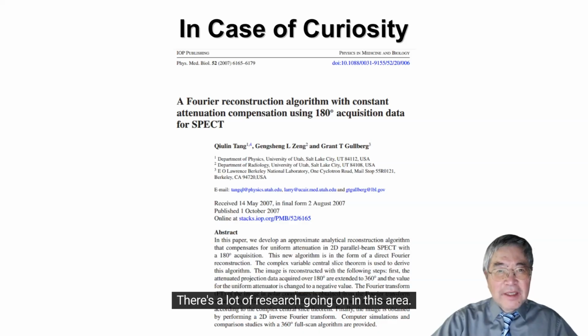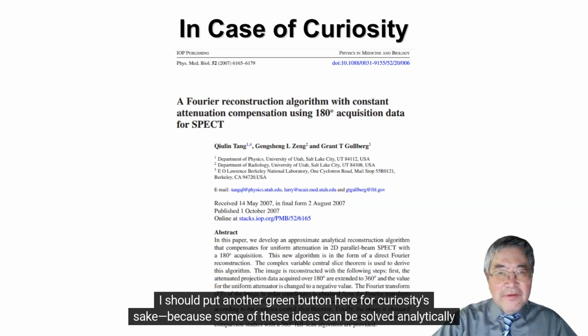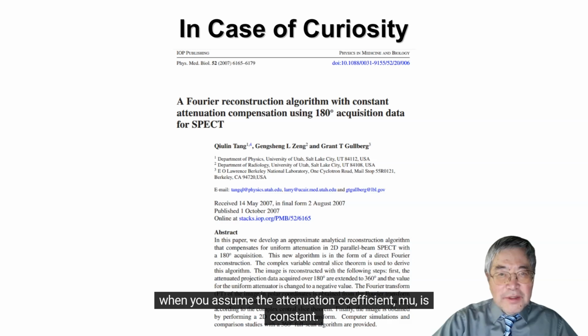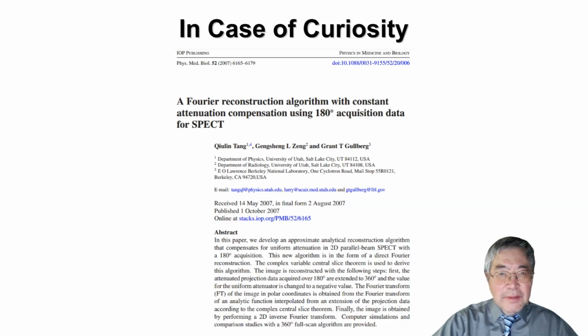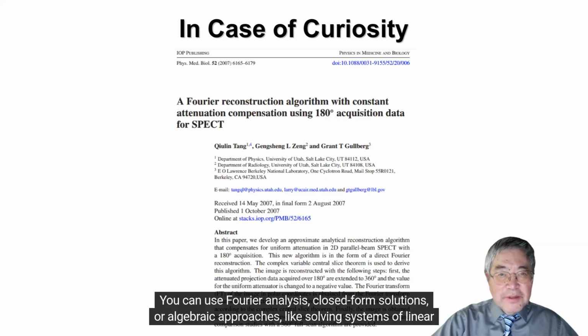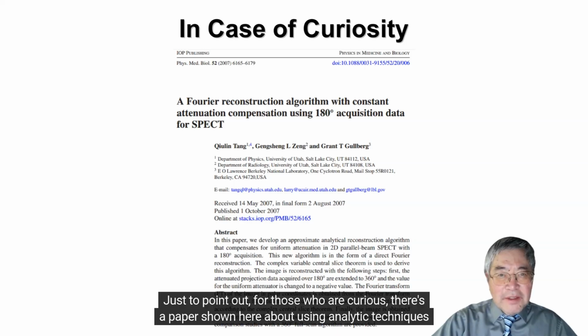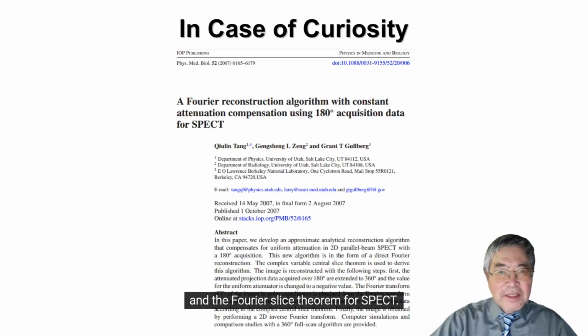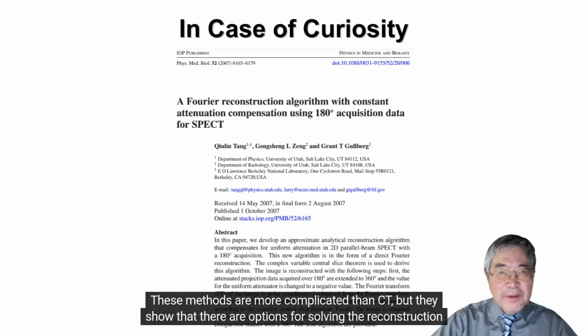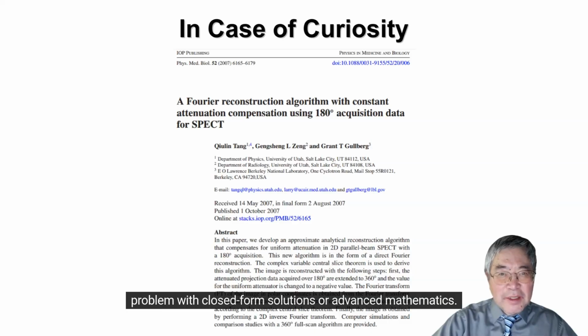There's a lot of research going on in this area. I should put another green button here for curiosity's sake, because some of these ideas can be solved analytically when you assume the attenuation coefficient mu is constant. You can use Fourier analysis, closed-form solutions, or algebraic approaches like solving systems of linear equations. Just to point out for those who are curious, there's a paper shown here about using analytic techniques and the Fourier slice theorem for SPECT. These methods are more complicated than CT, but they show that there are options for solving the reconstruction problem with closed-form solutions or advanced mathematics. Next, let's look at deterministic PET reconstruction.